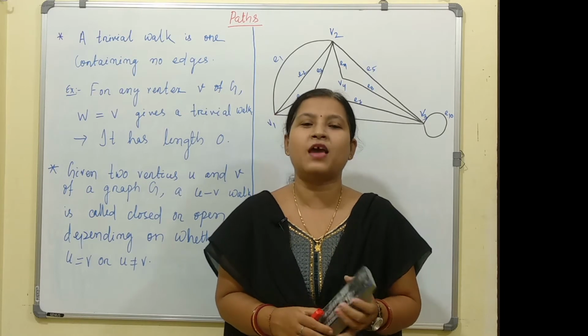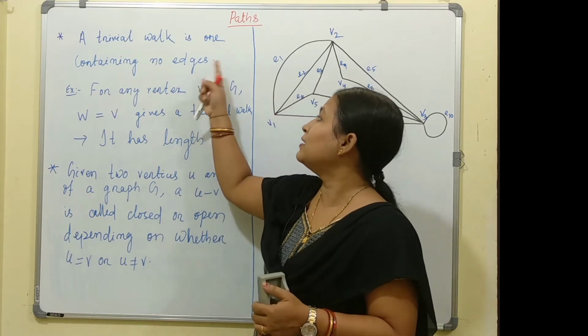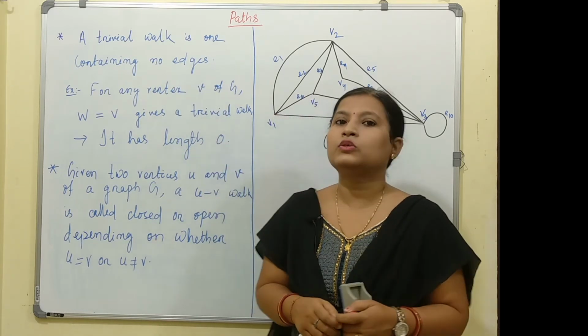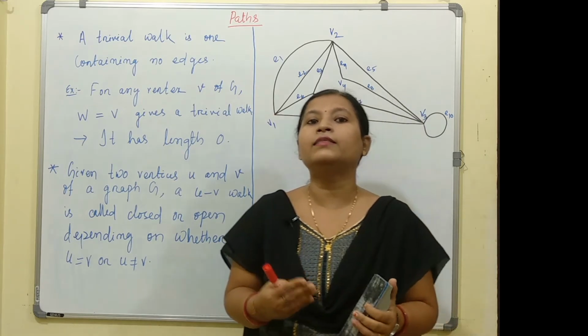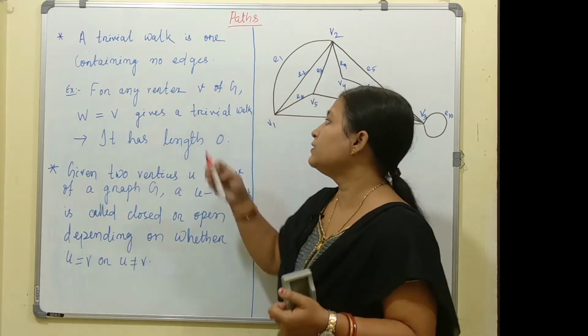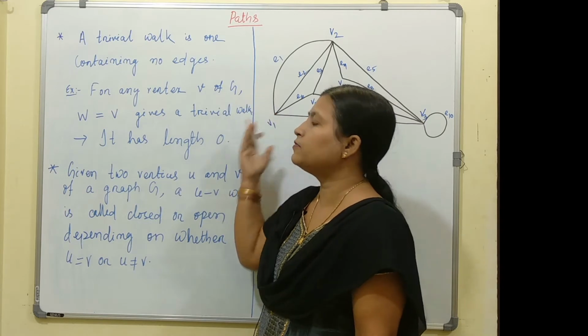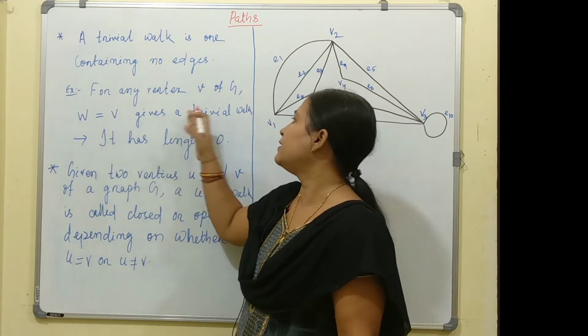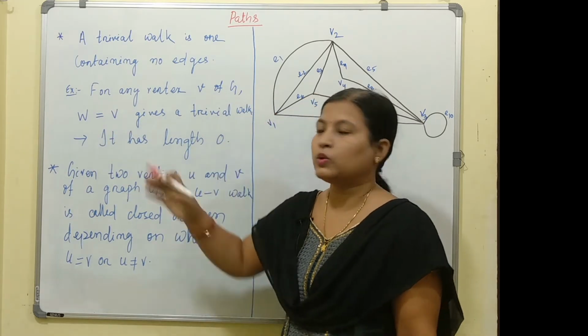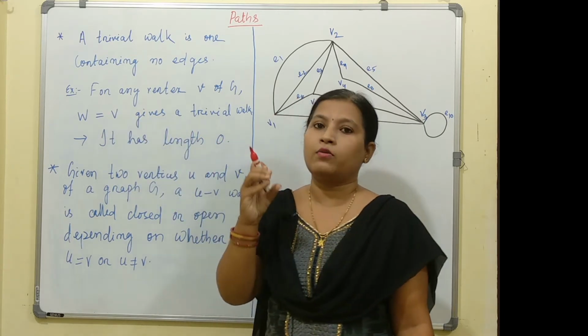Now come to the trivial walk. What is a trivial walk? A trivial walk has no edges, so it has length 0. For example, for any vertex P of G, W equal to P gives a trivial walk, so it contains only one vertex.